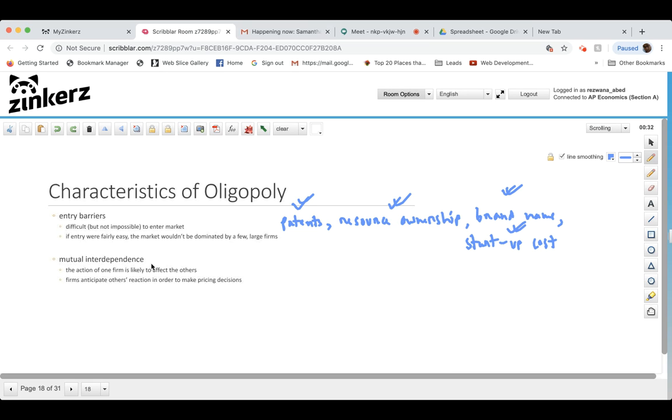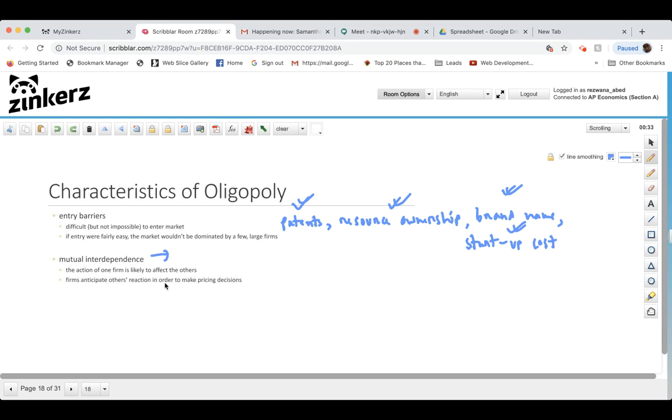Means that the interdependence among firms is a key feature of oligopoly. By interdependence we mean that the action of one firm is likely to affect the others. Each oligopolistic firm has to keep a close eye on the activities of the other firms in the industry, because the decision that one firm makes regarding its prices will invariably affect the others.